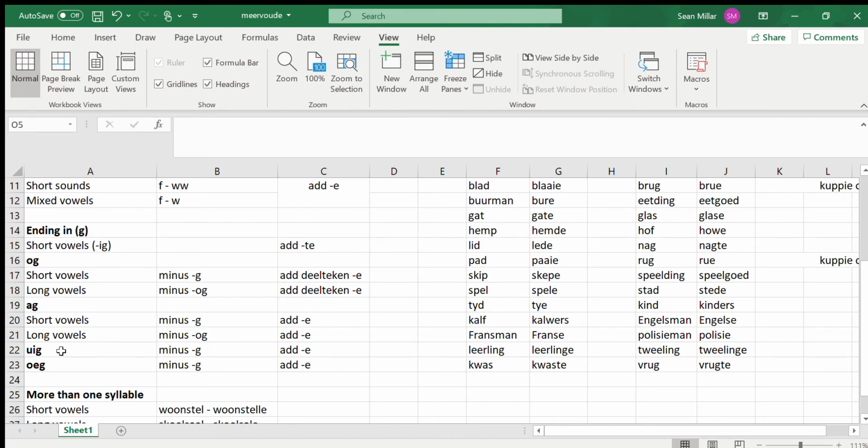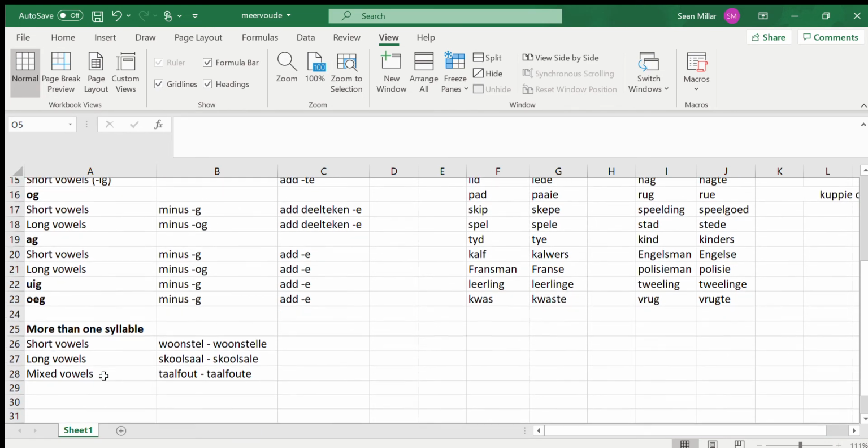Words ending in UIG, so here's obviously your mixed vowels, so you're not doubling the last letter or minusing the letter. UIG, you're simply minusing the G and you're adding an E. And obviously because it'll be an I and an E next to each other, you don't add a deelteken. Then if the word ends in OEG, you minus the G and you add an E. And that E will obviously get a deelteken because it'll be OEE, so there'll be two E's next to each other.